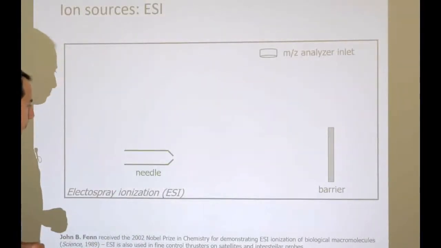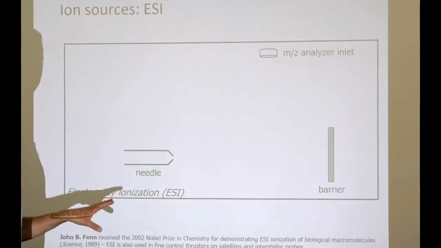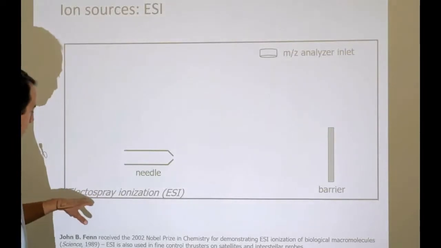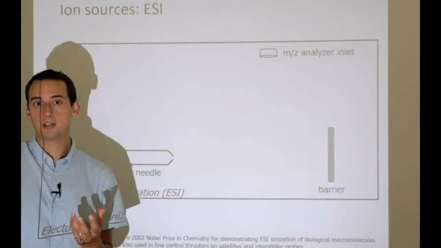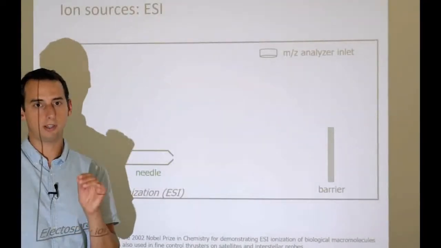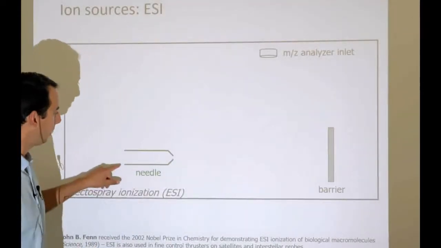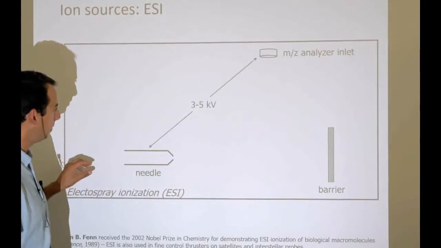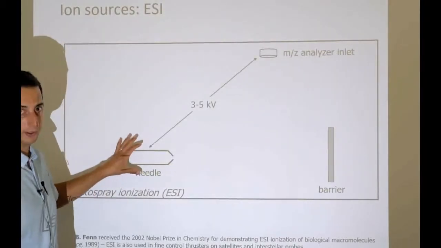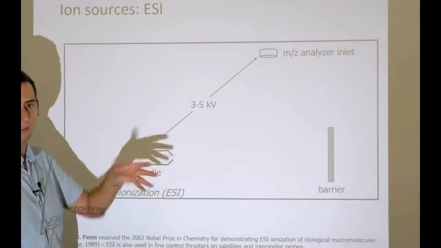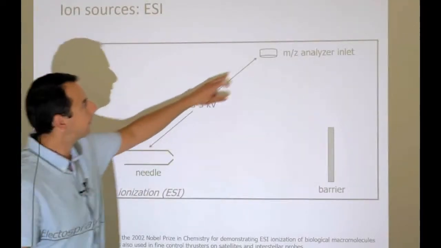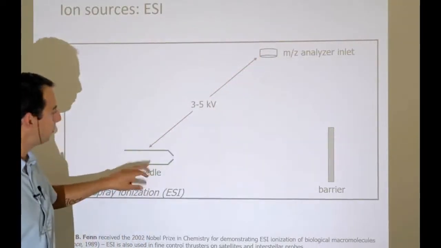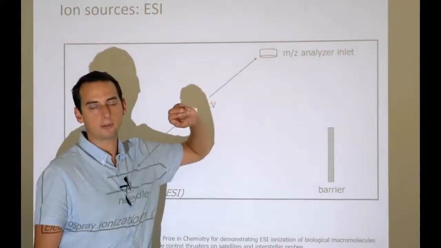How does this work, electrospray ionization? It's very different from MALDI in that it starts with a spray. And obviously a spray reminds you of a liquid. So we're not looking at a solid state here, we're looking at a liquid state. For that, we have a needle, and this needle is going to have a voltage applied to it. This voltage can be about 3,000 to 5,000 volts, so don't touch the needle, it can give you quite a sting. And that voltage is applied between the needle and the inlet of the mass spectrometer.